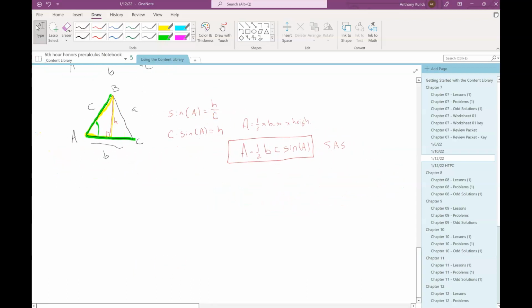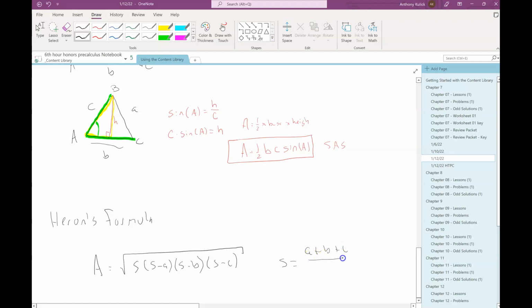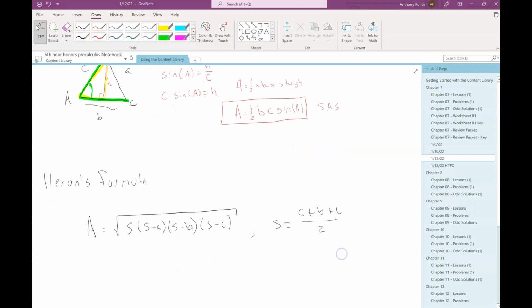There is an alternate version of this formula that's called Heron's formula that says area is equal to the square root of s times (s minus a) times (s minus b) times (s minus c), where s is the quantity a plus b plus c, all divided by 2. Sometimes we call this number s the semi-perimeter, because a plus b plus c is going to be the perimeter of our triangle. And if we're dividing by 2, it's like half, right? Like a semicircle is half a circle, this would be like a semi-perimeter.